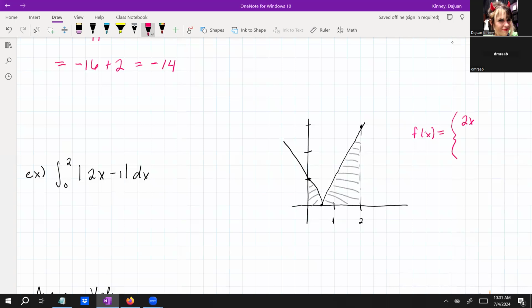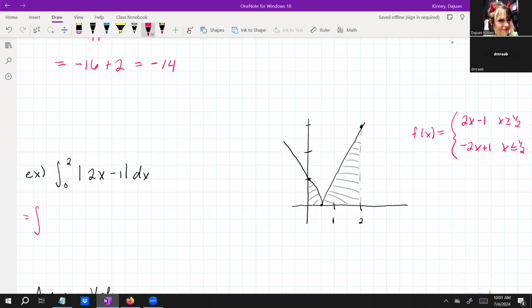So 2x minus 1 from, did not leave myself much space. That's a 1/2 over to the side. So at 1/2, we change functions. So we change what we're doing, how I'm going to break this up.